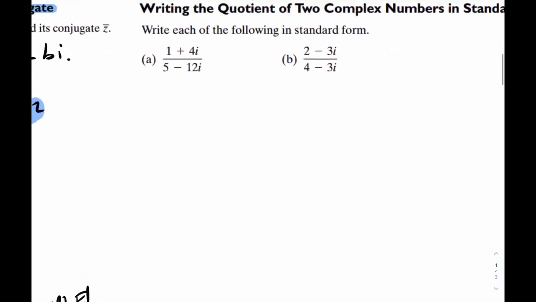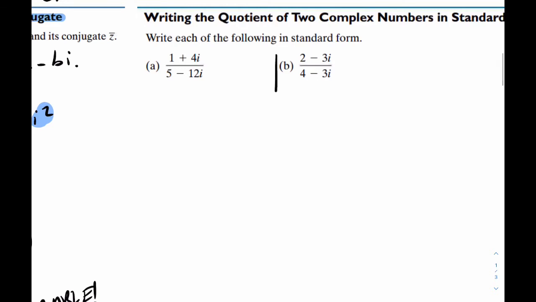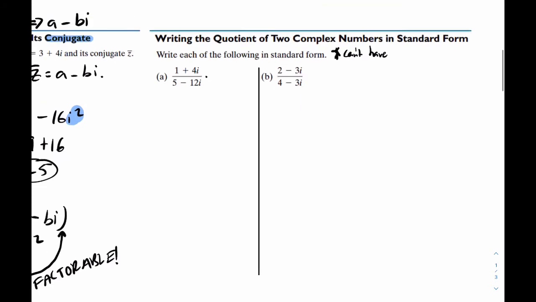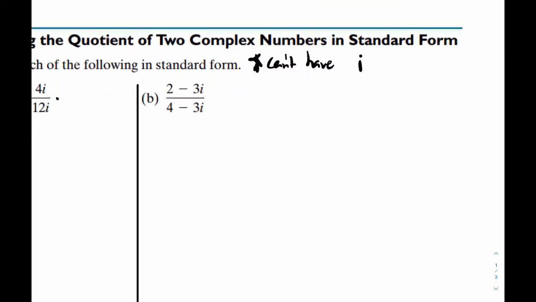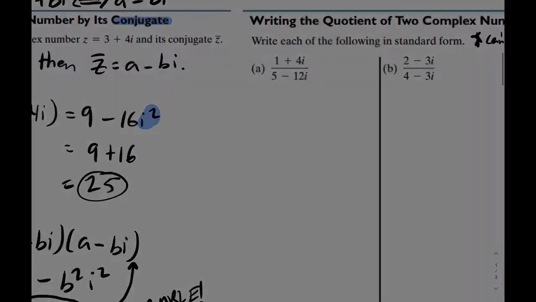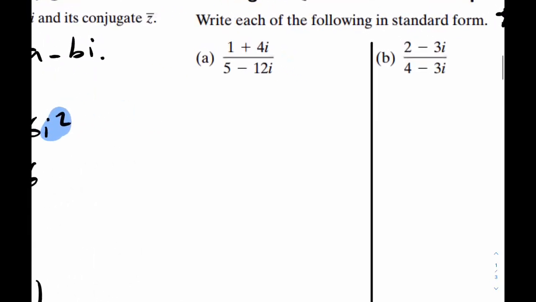So let's do these last two. I'm going to draw a separator here. We treat these just like we would if it were a root on the bottom. So put a note here. We can't have i in the denominator, just like we don't want a root in your denominator. i is the same thing. So let's start in this problem. We're going to multiply by the conjugate of the bottom. That's 5 plus 12i over 5 plus 12i.